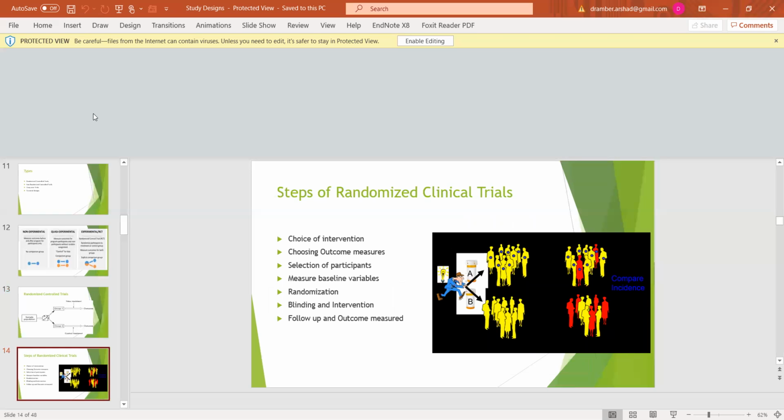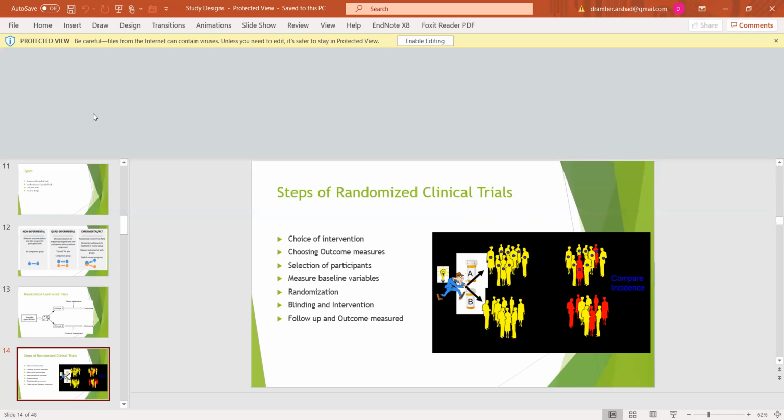These are the steps of randomized clinical trials. The step starts with the choice of intervention, that is, which intervention we want to do on a group of people. It can be any drug, any therapy, any health message, any health promotion, or anything. And then we choose the outcome measures. After the study has been done, which outcome measures are we going to compare in the experimental group and the control group. And then we will select the participants.